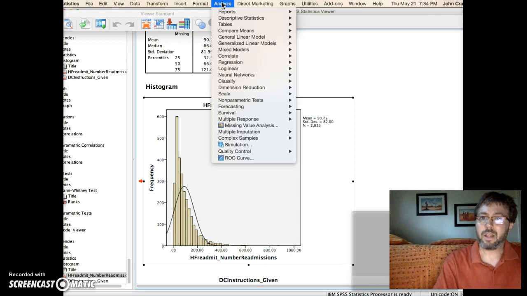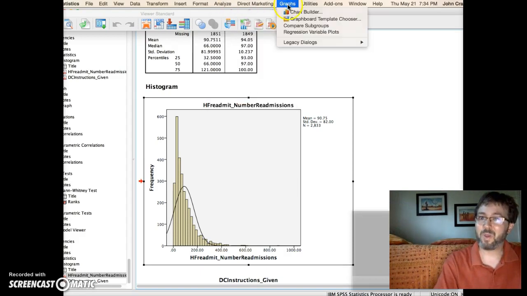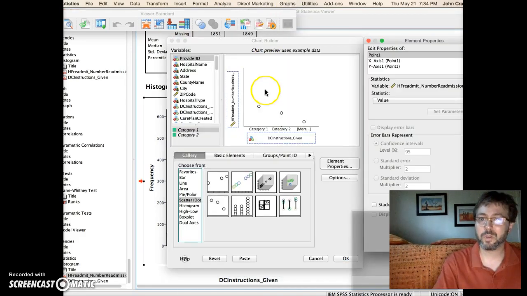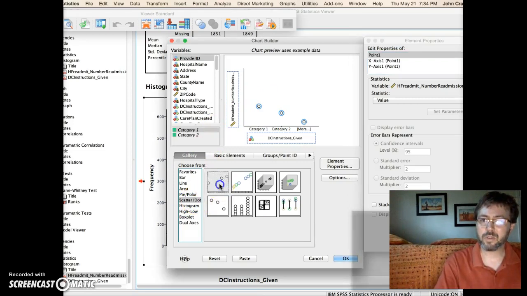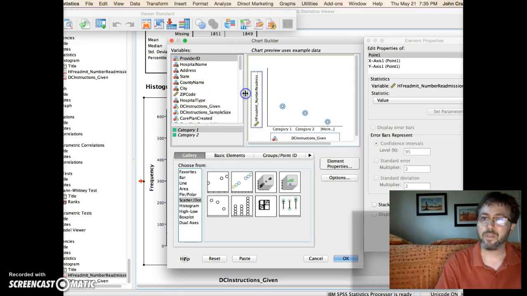So let's go to Analyze, and we'll come back there. We'll go to Graph first to depict this visually. Let's go to Chart Builder, and let's select the scatter plot, first one on the left from the gallery, and we're going to compare discharge instructions to the total number of readmissions. I'm going to select those from the variable menu if they're not already populated, and then I'll say okay.